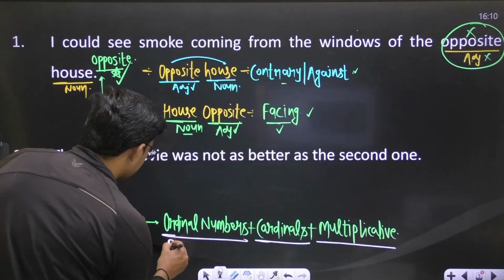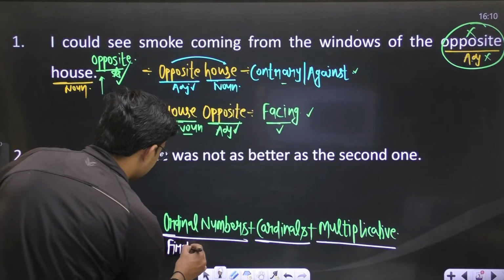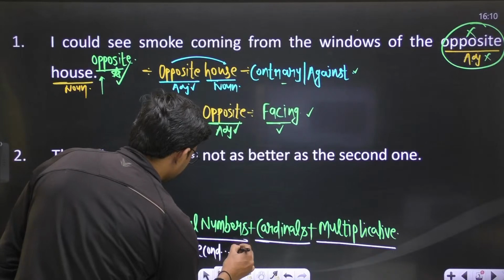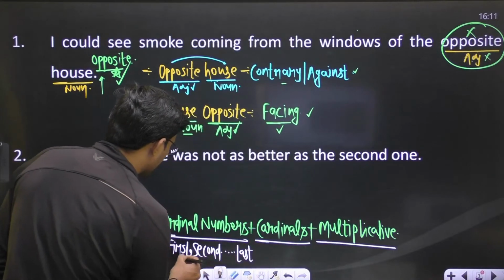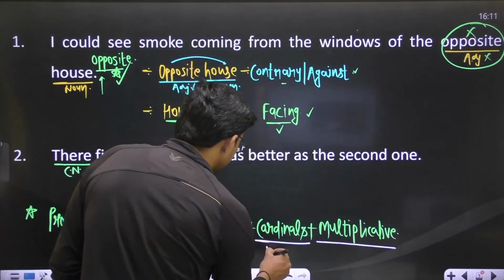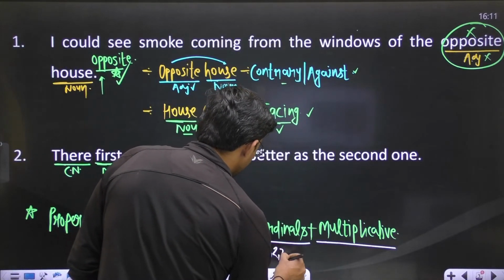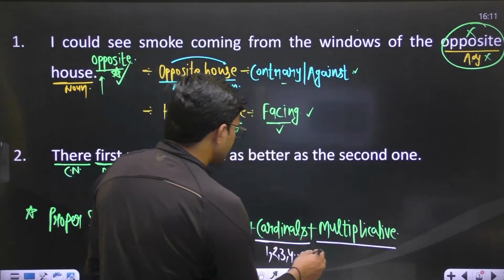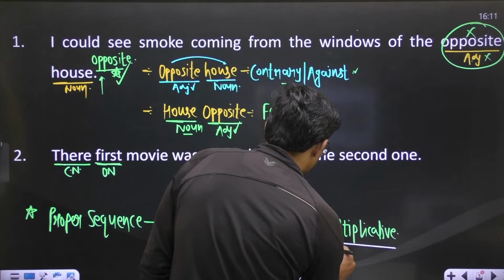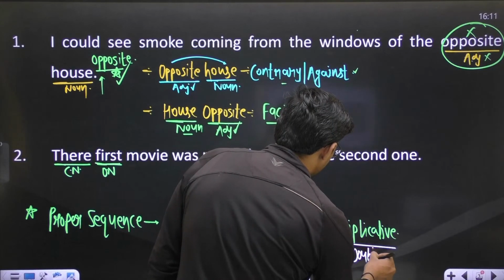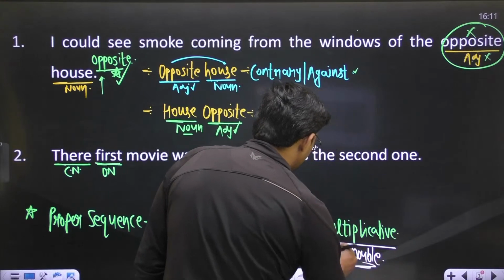What are ordinal numbers, sir? Ordinals are like first, second, and you can go to last: first, second, third, fourth, fifth, sixth. These are ordinal numbers. Cardinals are like 1, 2, 3, 4 up to infinity. And multiplicatives are like single, double, triple. These are multiplicatives.